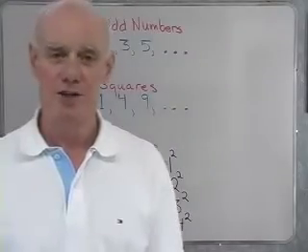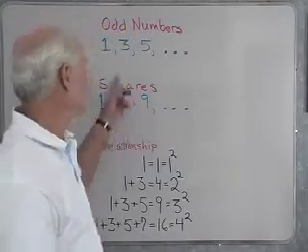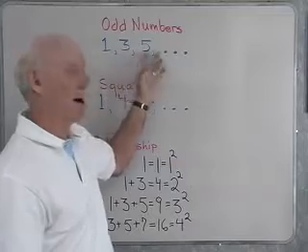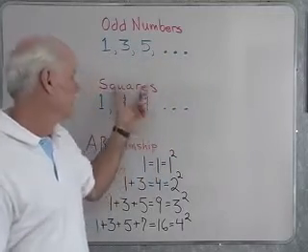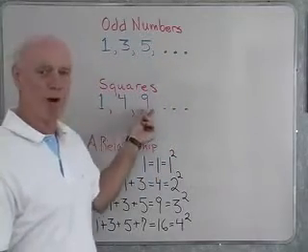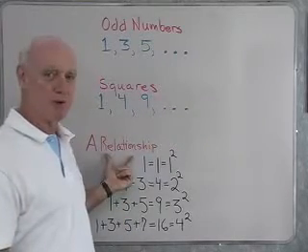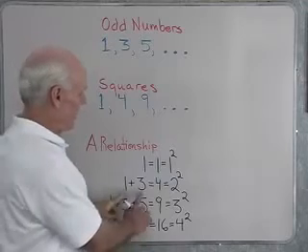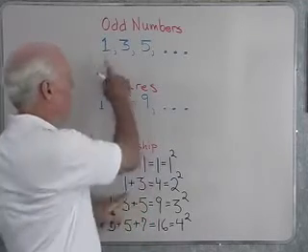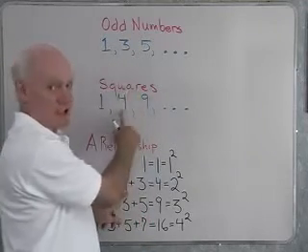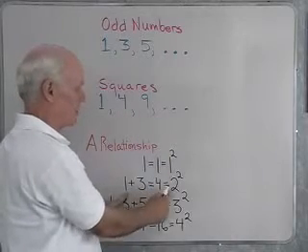Okay, a little bit more about sequences. Just to review, we have the sequence of odd numbers, 1, 3, 5, so on and so forth. The sequence of squares, 1, 4, 9, 16, and so forth. And then this relationship between them that says that if we add the first two odd numbers, 1 plus 3, we get the second square, 4, which is 2 squared.